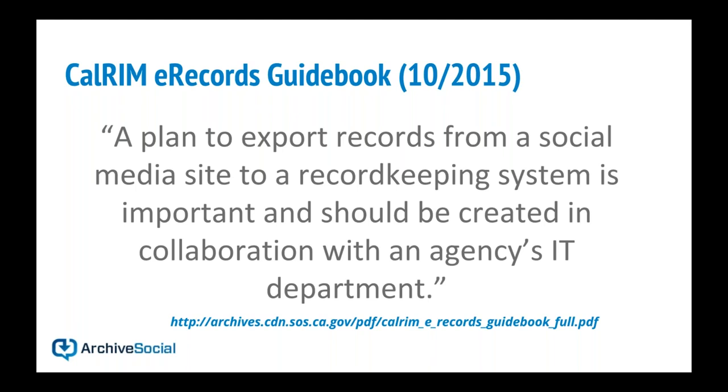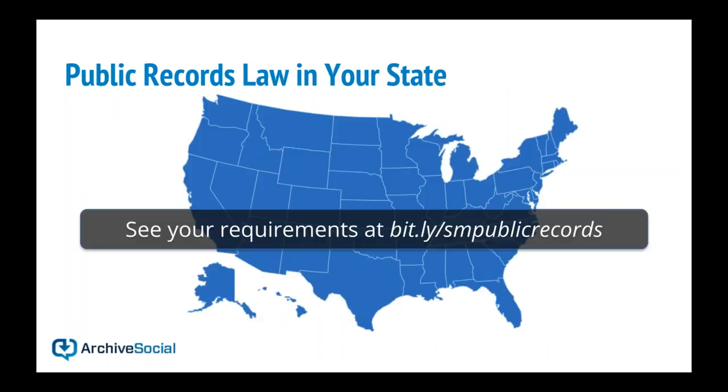A great example here is in California. In 2015, California's Records Information Management Office came out with their e-records guidebook around social media, saying this is what makes social media a record, these are situations where it becomes a record, and then you must have a plan to export records from a social media site. You can't rely on that site. You must have a plan to export it from a social media site. So again, this guidance is coming out across the country. In fact, most states have already come out with this guidance.